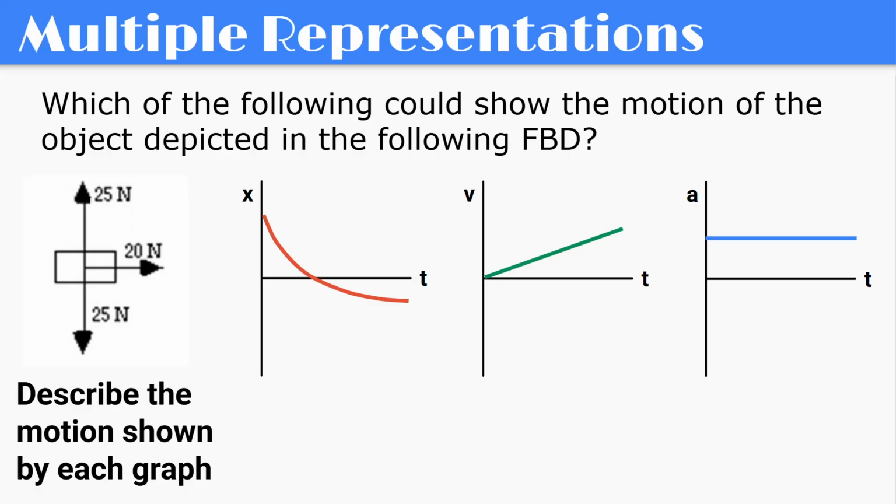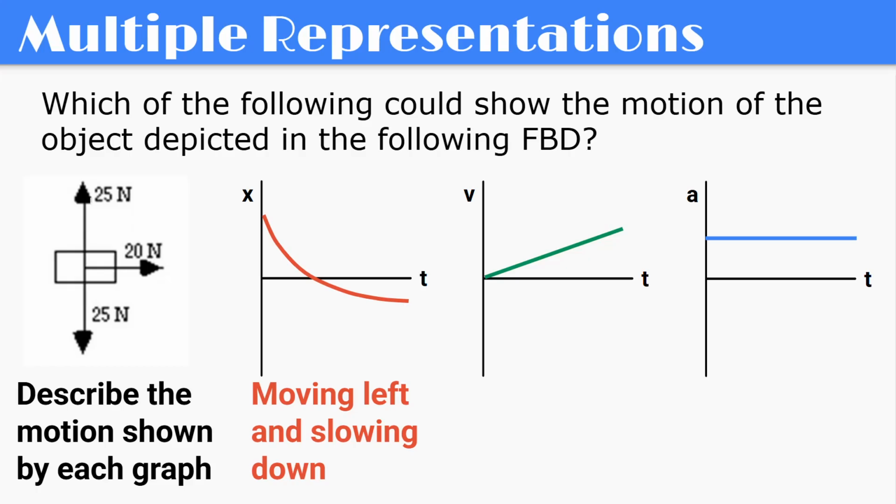So for this XT graph, this object is moving backwards and it is slowing down. I know that because it has a negative slope, and I know that it slows down because the slope gets horizontal. So could that free body diagram be moving left and slowing down? If it's moving left, is it slowing down? Let me ask you that. Yes. If it's moving left, it would be slowing down. So that could be true.